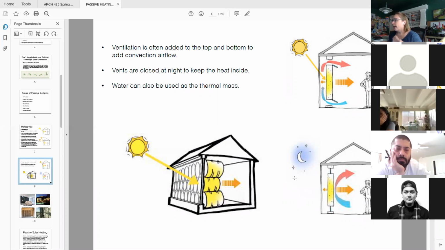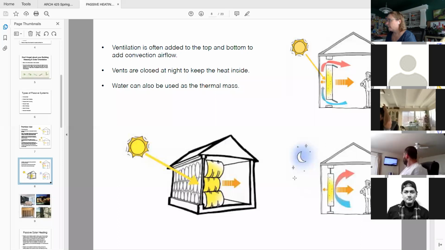Now, if you have those vents, this is where a person or the inhabitant of the space needs to be actively involved, so that you don't lose all that heat that you spend all day gaining. Those vents need to be closed at night for the heat to continue to be transferred to the interior.